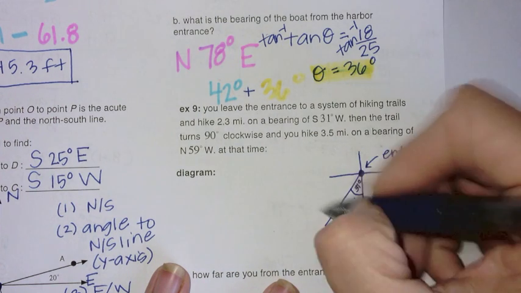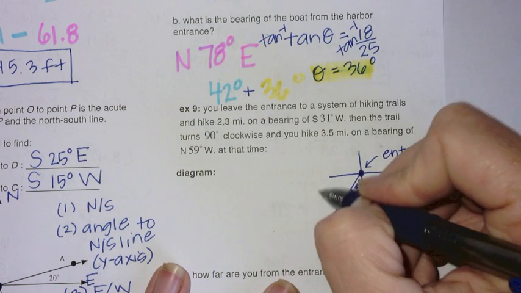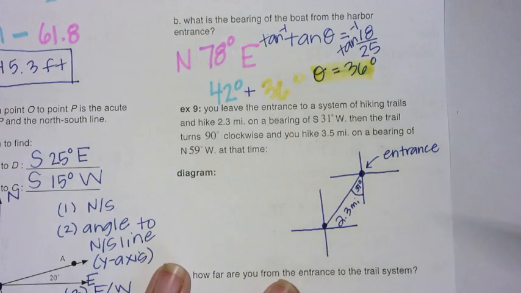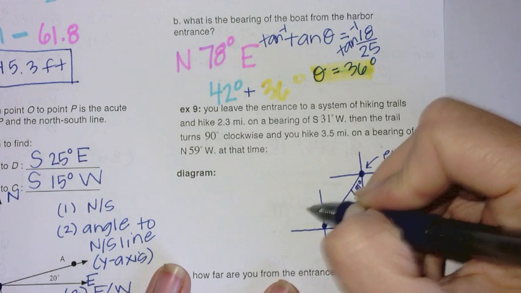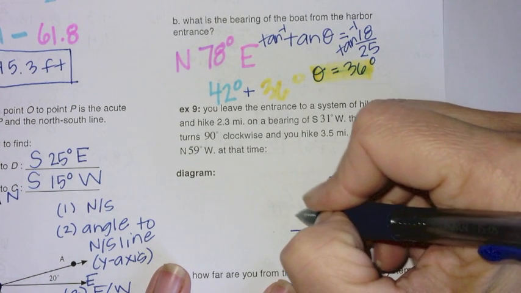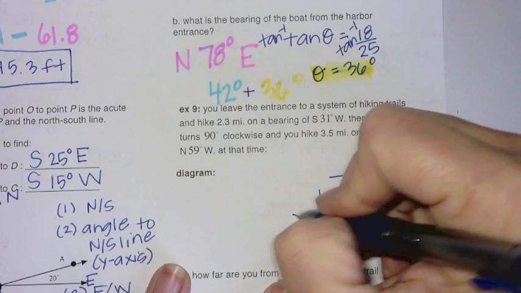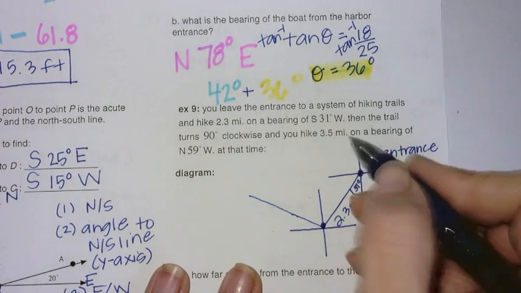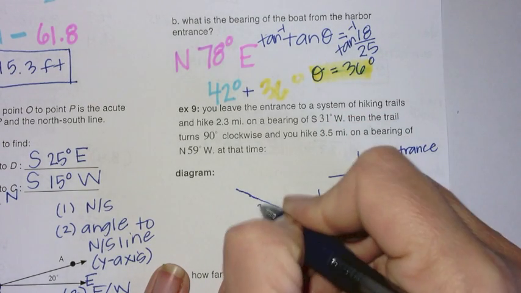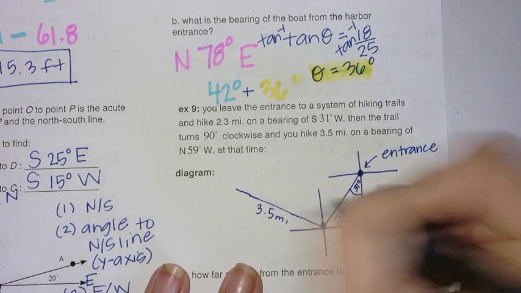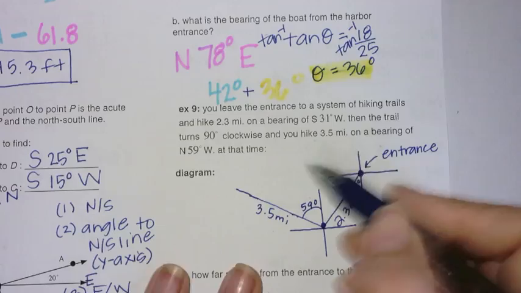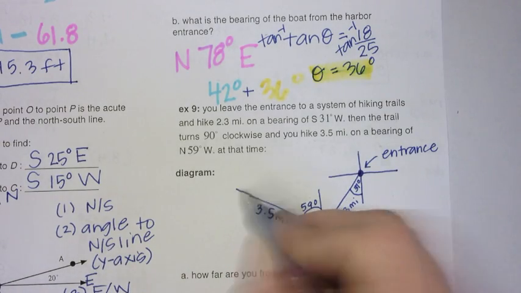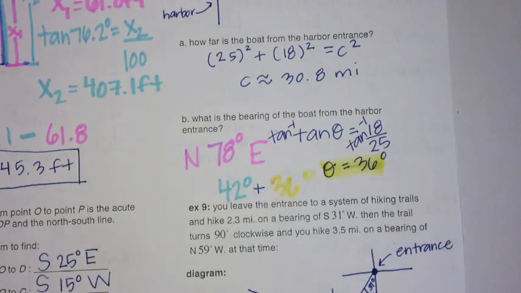Okay, then the trail turns 90 degrees. That's so that we can get our right triangle. So because we're turning, I'm drawing a new grid. And you hike 3.5 miles on a bearing of north, 59, because you have to come off your north-south line, west. So, and you're going 3.5 miles. And this angle right here was 59 degrees. And then the question is, how far away are you from the entrance now?